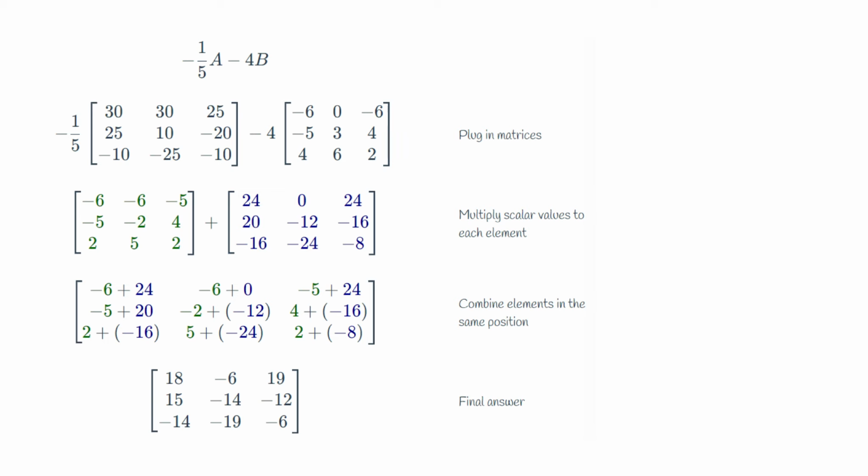Once we've done that, now it's just a matter of adding corresponding parts. Top left is -6, so that's -6 plus 24, which gives us 18. -6 plus 0, of course, gives us -6. -5 plus positive 24 is a positive 19, and so on and so forth. So we can do these by hand. They do not have to be done through a calculator.